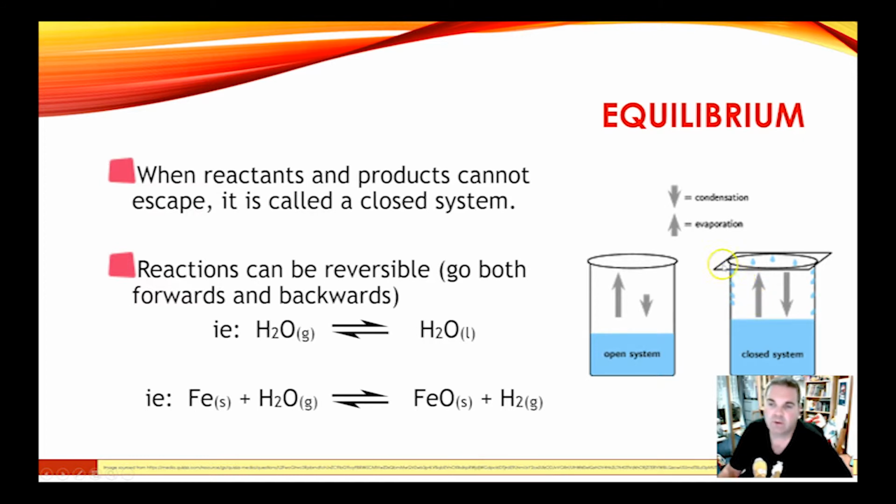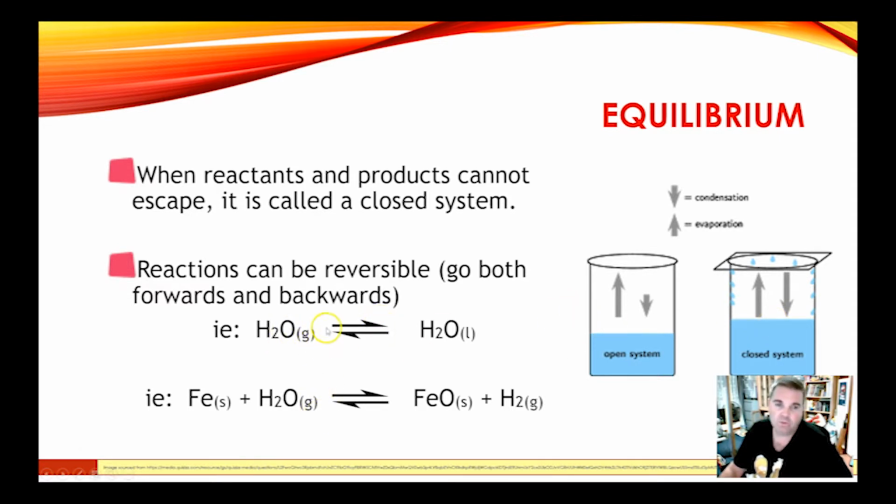A closed system, however, has like a glass plate or cling wrap or something like that over the top, so the gas particles can't escape, and so as they evaporate, they condense and go back down, and they're going to do it at an equal rate, so the volume is not going to change here at all. So that's what we call a closed system, where particles cannot enter or escape in any way.